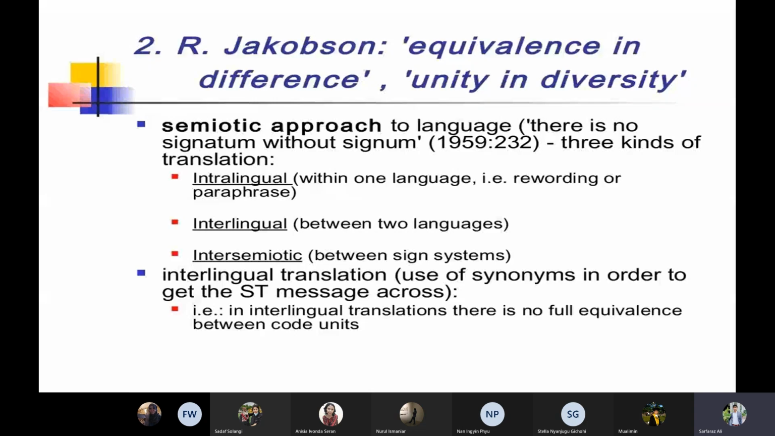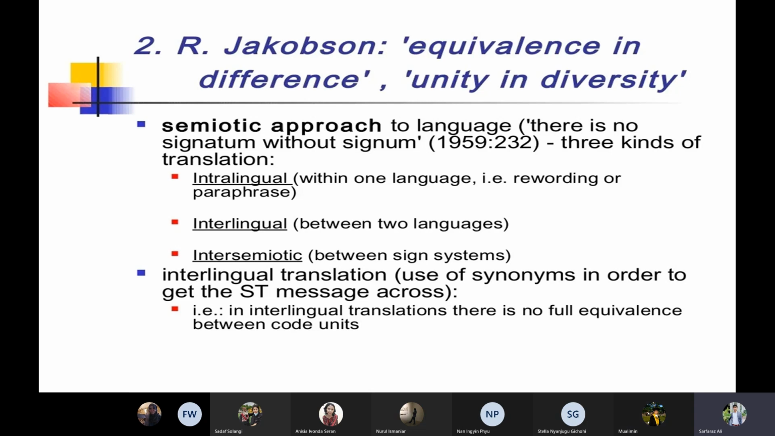In sign systems, he presented a third type, maybe for those who could not present things orally, but when we have need of translation, so that we could translate it. So in interlingual translation, there is the use of synonyms in order to get the source language message across.